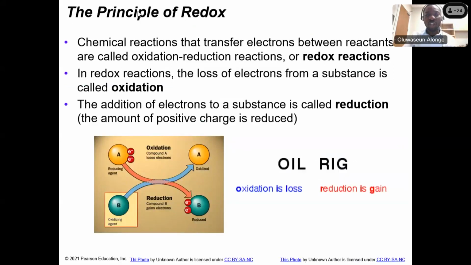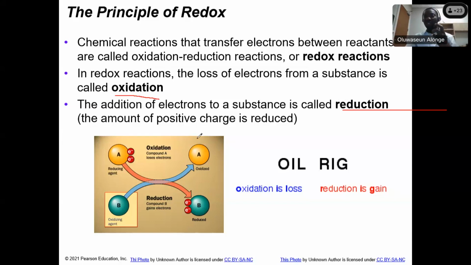So now, what do we call redox reaction? Redox reaction means reduction and oxidation. So redox came from the word reduction and then oxidation. Now, I'm going to talk about both of them, and I don't want you to forget. So number one, what is redox reaction? Or what is reduction and what is oxidation?